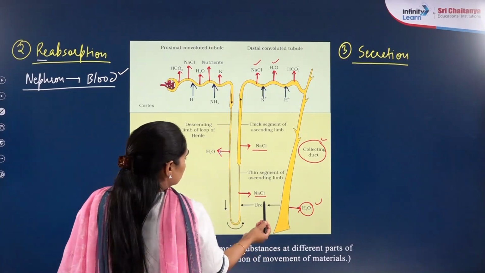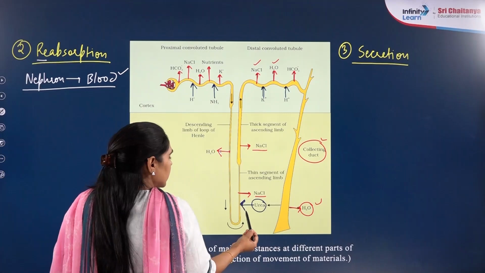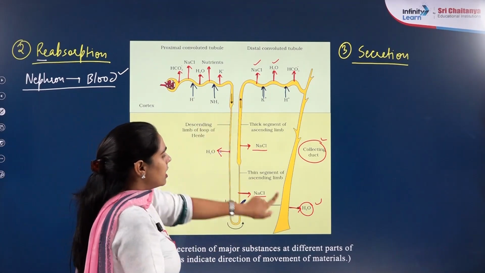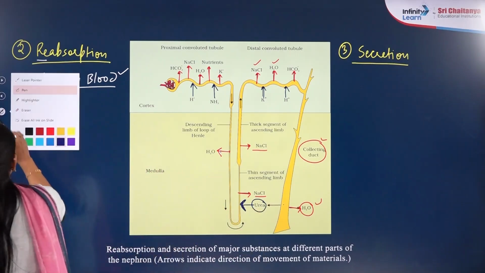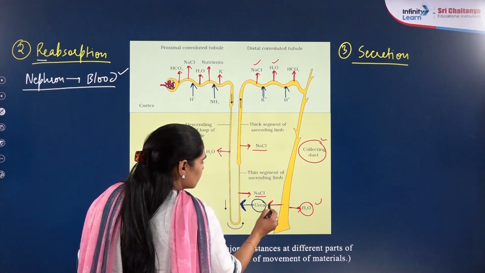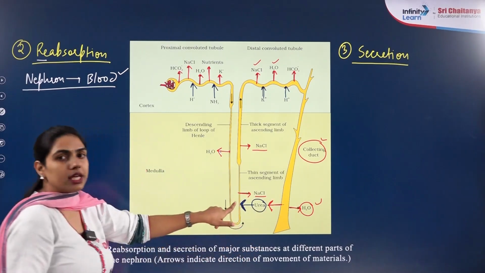So for example, this urea is being secreted into the ascending limb of loop of Henle, but when it is coming out of the nephron, it is reabsorbed. So here it will be red. This arrow is representing reabsorption. Another arrow is representing secretion.